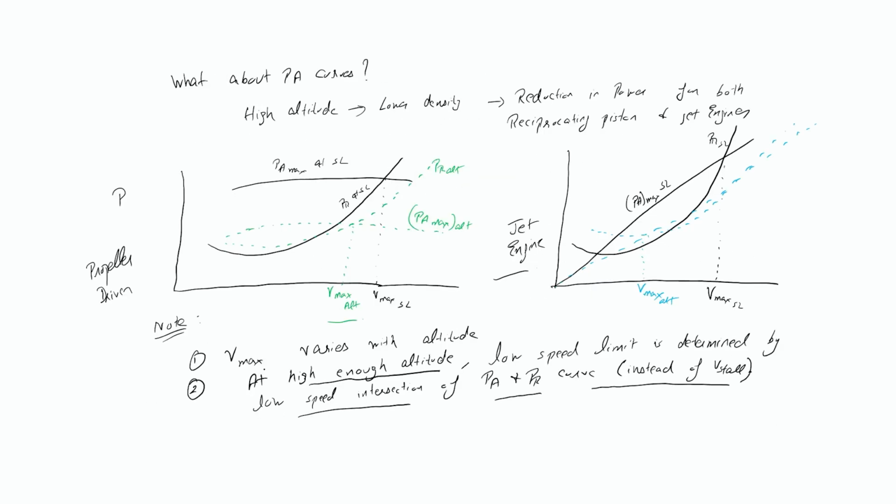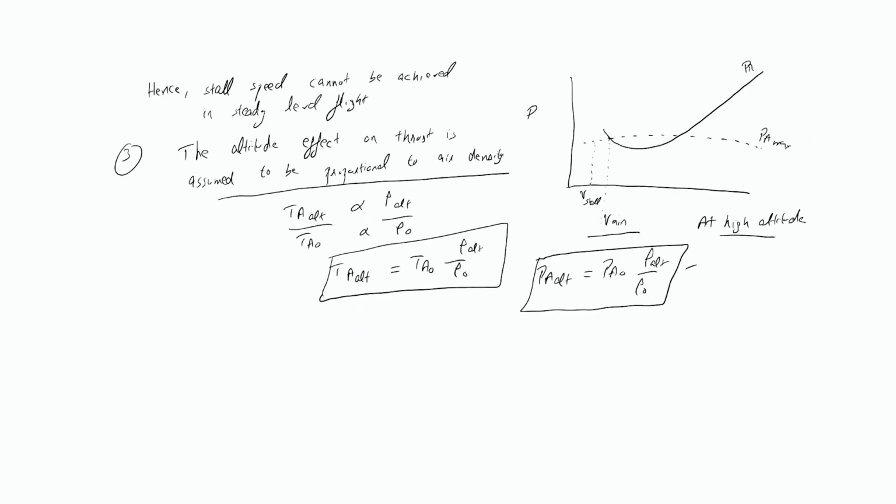The first is that the maximum velocity varies with altitude. At high enough altitude, the low speed limit is determined by the lower speed intersection of the power available and power required curve, instead of V stall. So this V stall actually cannot be achieved. And the third point was that the altitude effect on the thrust is assumed to be proportional to the air density. So thrust available at altitude is given by this relation.